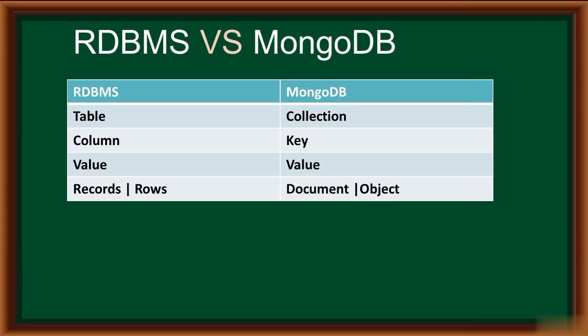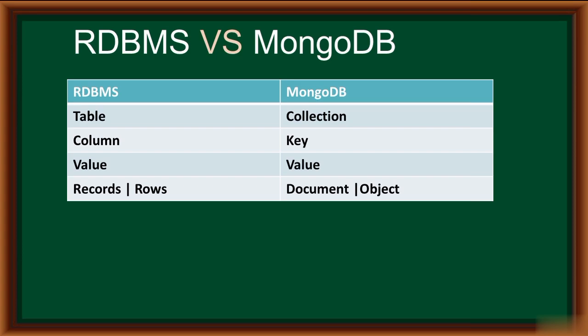With a relational database management system, the tables have columns. In MongoDB, the collections have keys. In both relational database management systems and MongoDB, a value is also referred to as a value. In a relational database management system, you have a record or row. In MongoDB, the equivalent is a document or an object.